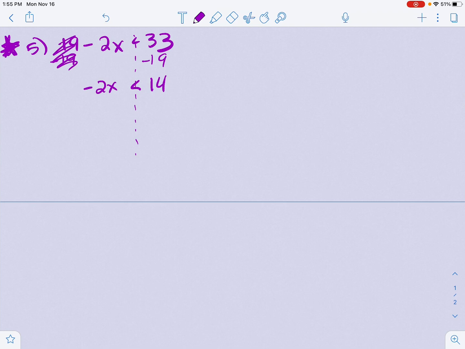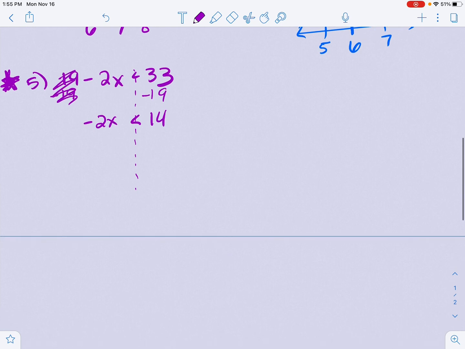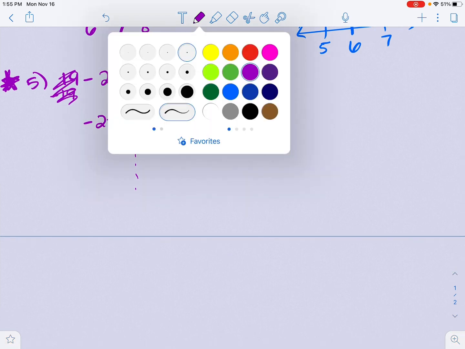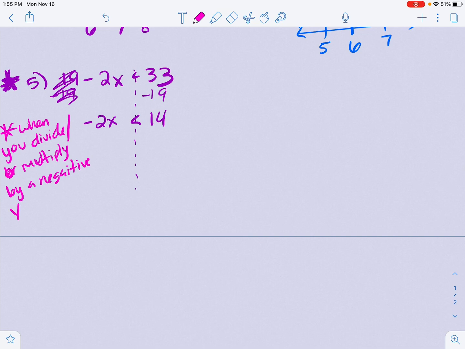Now here's where things get tricky. Anytime that you divide or multiply by a negative, you have to flip your sign. Okay? Write that somewhere in bold. When you divide or multiply by a negative, you flip the sign. Very important, okay? What does that mean?